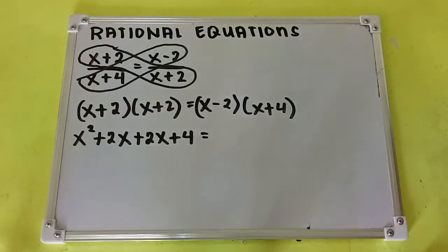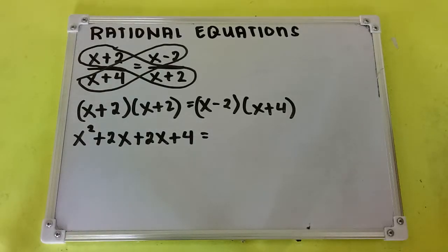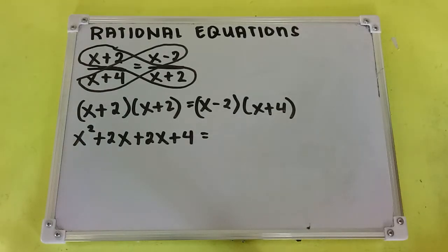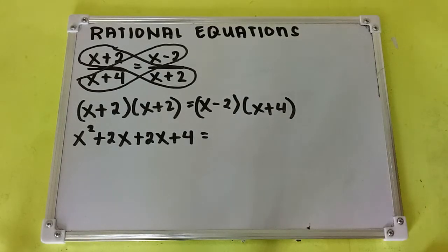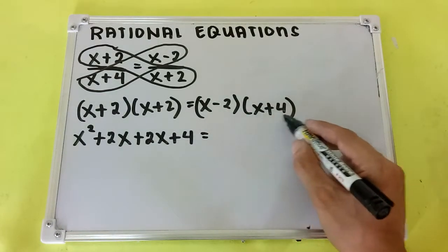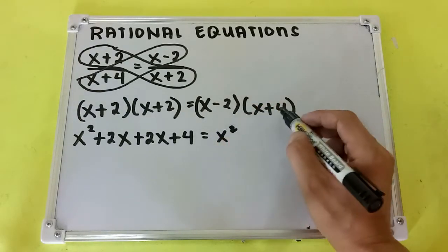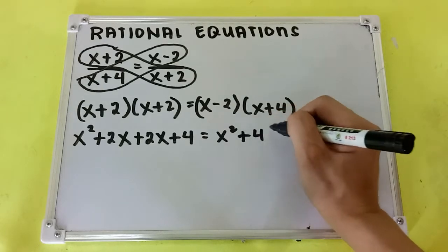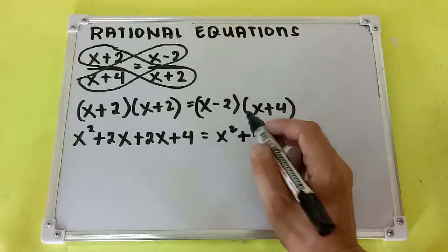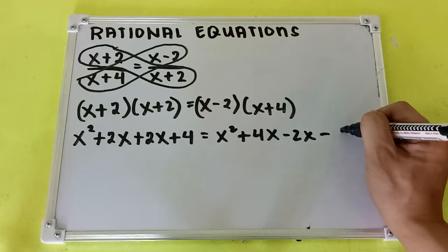Anyway, the difference between the FOIL method and the distribution method is that FOIL is only applicable for the product of binomials. But if you use trinomials, you cannot use FOIL, so you will do the distribution method. That's why it's better to get used to distribution. So, x, we distribute to the two terms, x and 4. x multiplied by x is x squared, and x multiplied by positive 4 is positive 4x. Negative 2 multiplied by x is negative 2x. Negative 2 multiplied by positive 4 is negative 8.